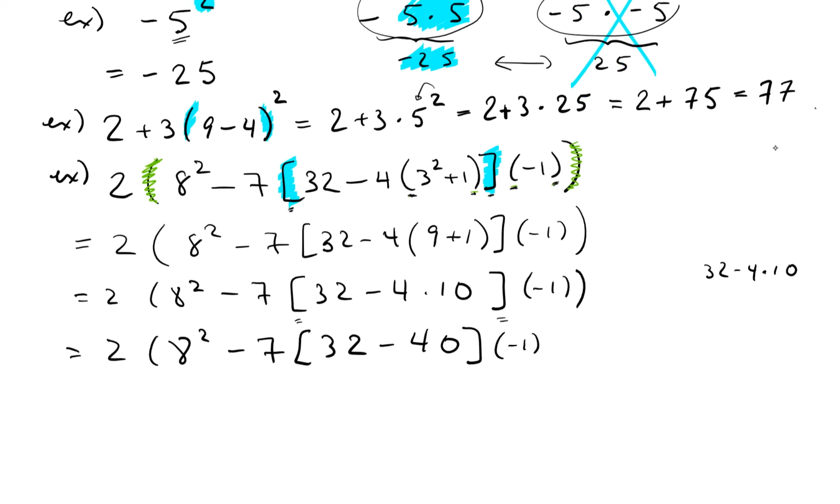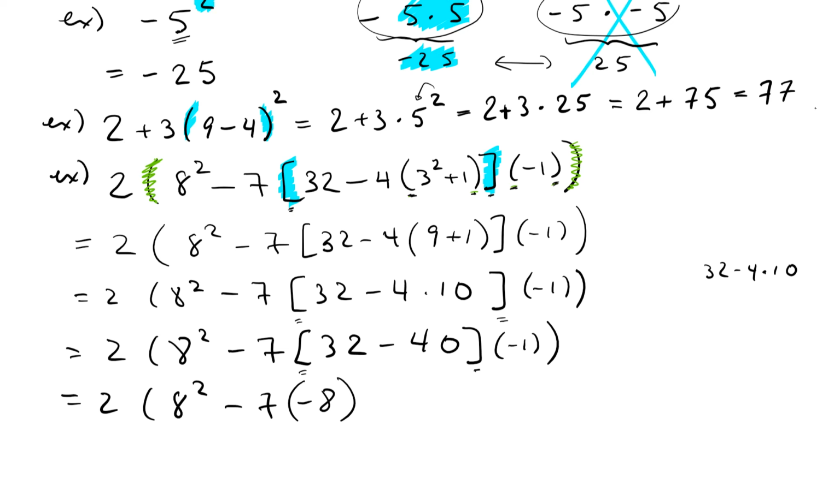Okay. Then I still have this pair of brackets, so I evaluate what's inside of that. 32 minus 40, that's minus 8. And now I just got rid of it. Be careful. I don't want to put minus 8 like that here, because if I do, I'm going to think that this is minus 7 minus 8. But it's multiplied. So because it's multiplied, I'm going to put minus 8 inside a pair of brackets so that I know it's 7 times minus 8.